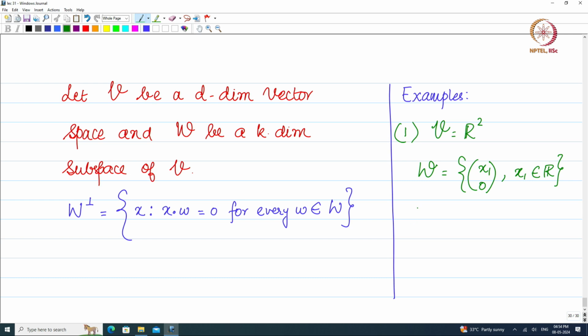So what is W perpendicular? W perpendicular in this case is basically the set of all those vectors which are on the y axis, or the x2 axis, (0, x2) where x2 is real. You can see that very clearly when you look at the graph sheet: your x axis and y axis are perpendicular to each other. W corresponds to the vectors along the direction of the x axis, and W perpendicular is the set of vectors along the y axis. So these two are orthogonal complements of each other. Is that okay?